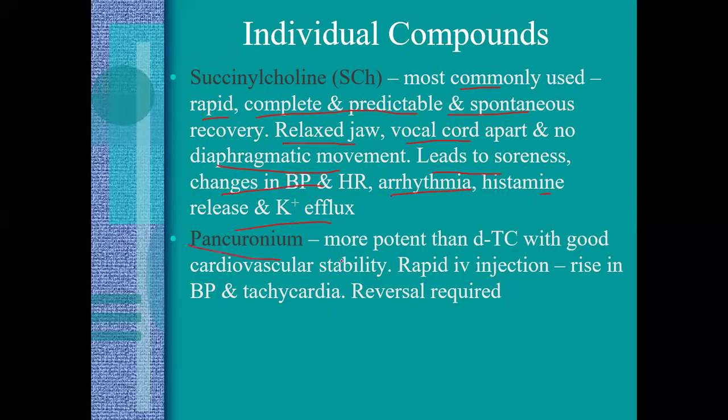Pancuronium, another intermediate-acting drug, is more potent than d-tubocurarine and has good cardiovascular stability. It is not associated with histamine release, but its rapid IV injection could lead to a rise in BP and tachycardia, and reversal is required.